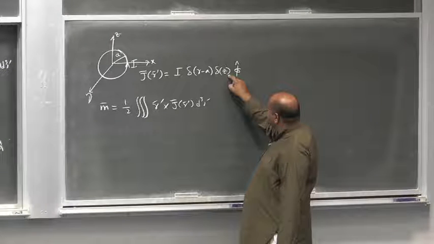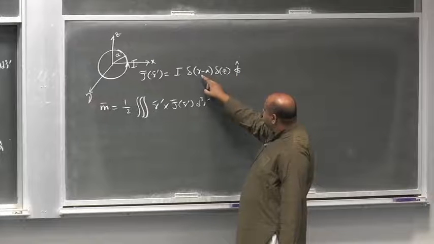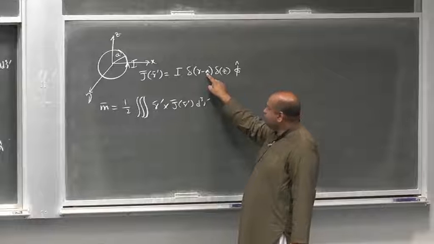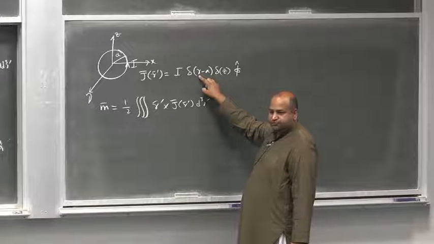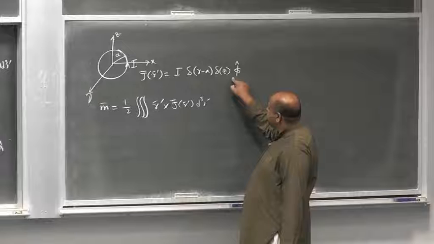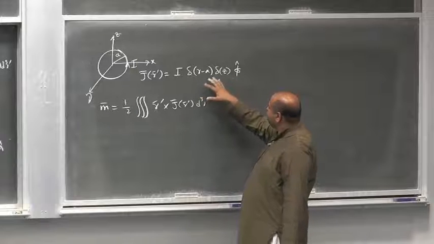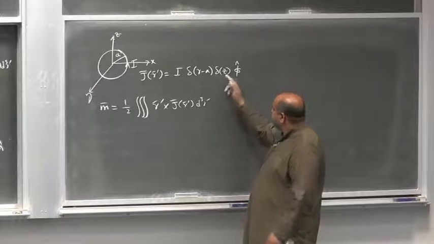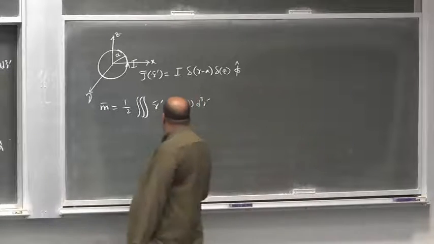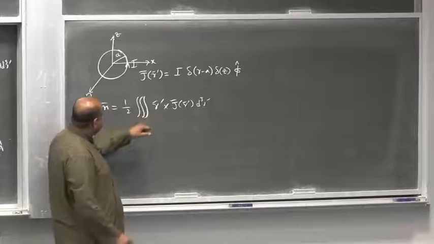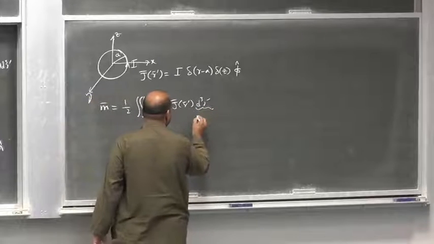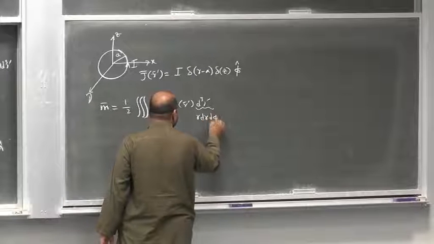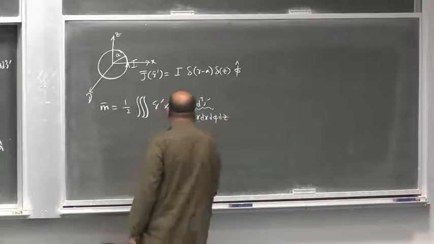At points other than z is equal to 0, the current is 0, and the current is non-zero only at r is equal to a. For all other values of r, the current is 0. So this is the way of defining a loop current, a circular loop current in cylindrical coordinates. So let me put it here. और जो इसमें फिर ये d cube r है, ये क्या होगा cylindrical में? This is r dr d phi dz.